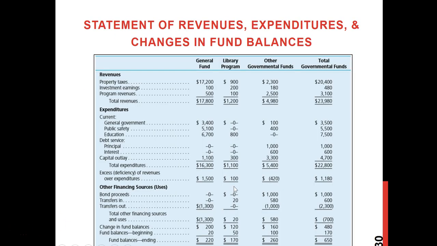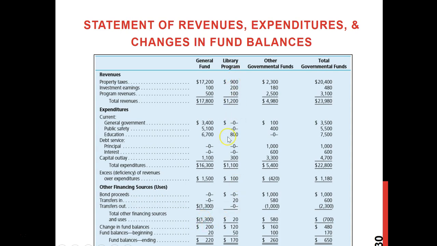Now, if you look at the numbers here, let's say one example for the general fund column, their total revenues are 17,800, total expenditure is 16,300. Then they will show revenues minus expenditures. This is the excess of their revenues over expenditures, which is 1,500. And then they may have other financing sources, for example, if they have any bond proceeds or any type of transfer in and out, and this is how they will show their net change.